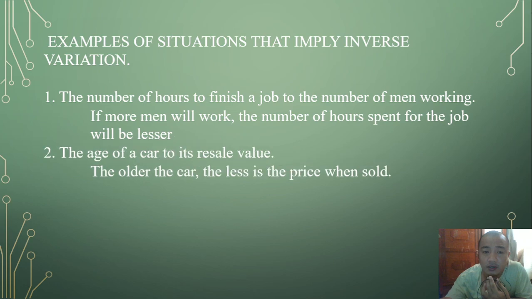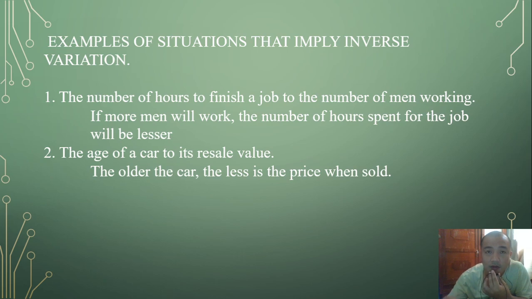Another, the age of a car to its resale value. The older the car, the less is the price when sold. So for example, 10 years na yung car mo, then the less is the price when sold. So for example, if you bought your car now at 1 million pesos, after 10 years it might be 200,000 pesos na lang. So the age of a car to its resale value. The older the car, the less is the price when sold.